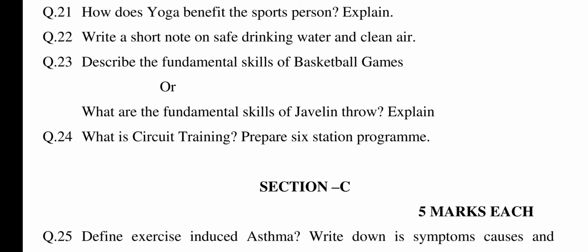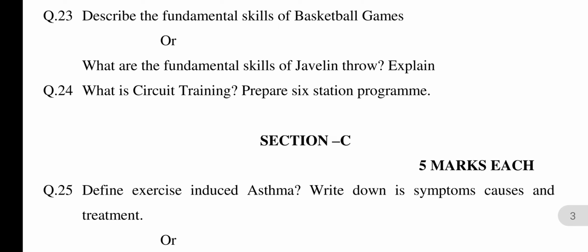Question number 23. Describe the fundamental skills of basketball game. This question is related to chapter number 7, Concept of Major Games and Sports. The answer may be, the fundamental skills of basketball game are as listed below. Number 1, pass. 2, dribbling. 3, shooting. 4, defense. 5, jump ball.